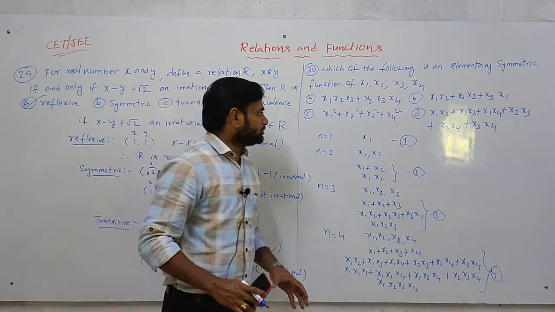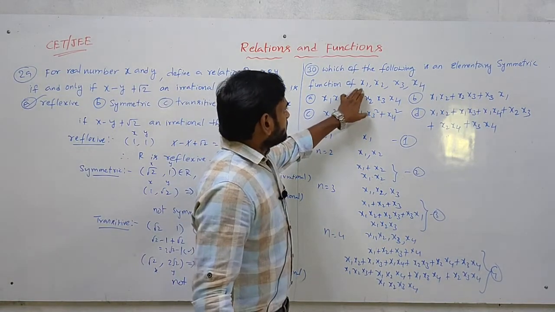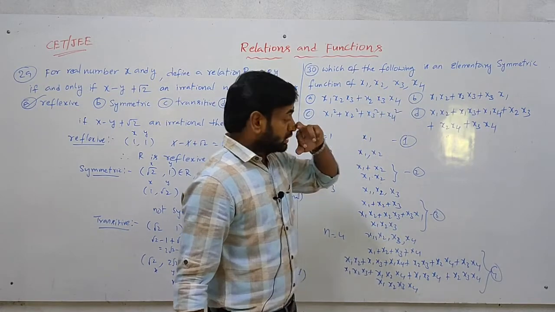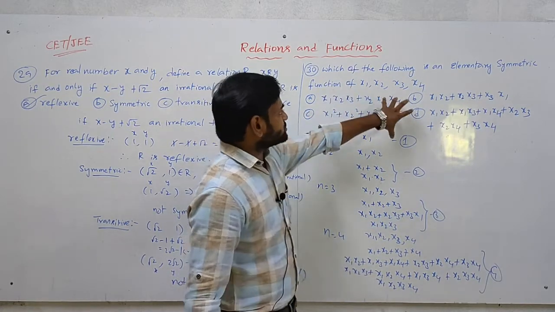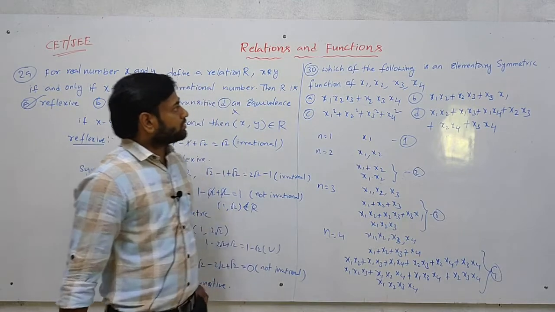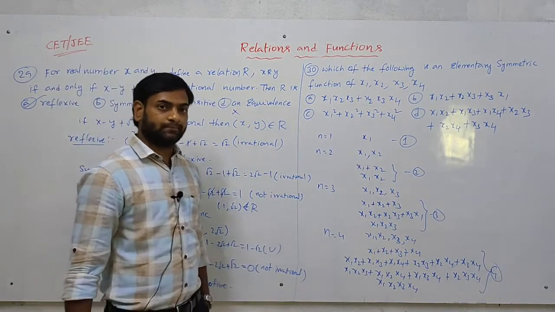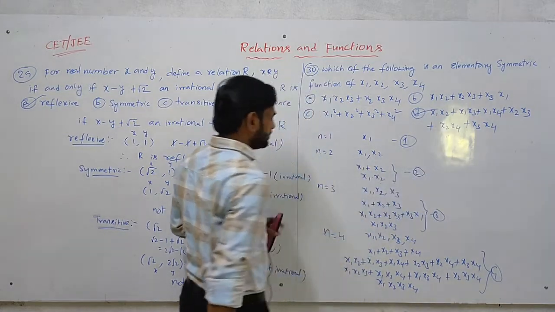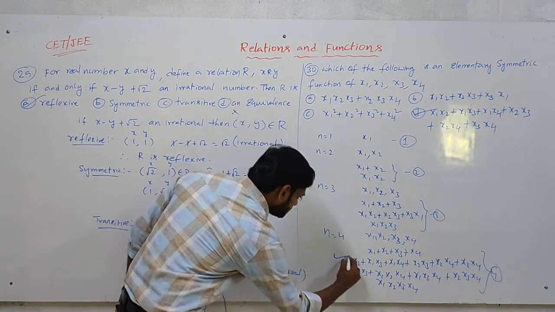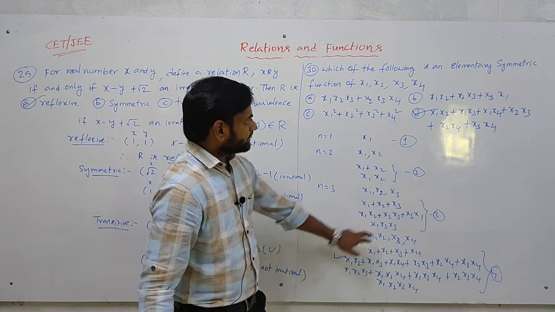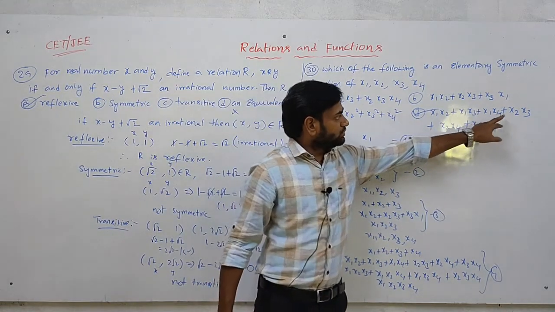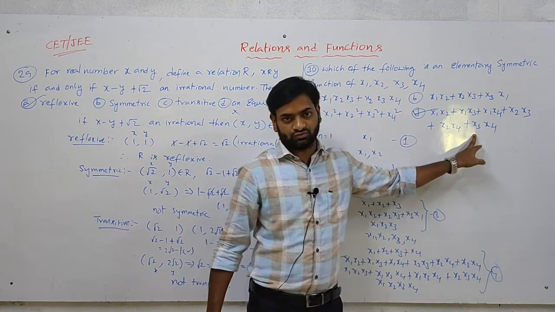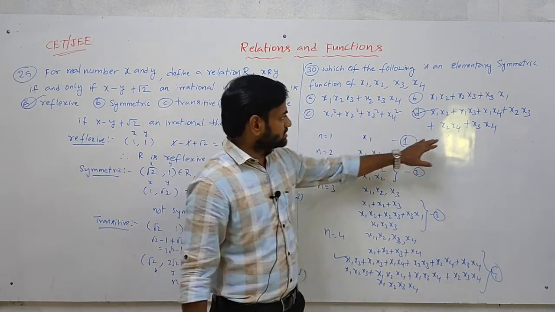Okay. Now here, how many are given? 4 given for x1, x2, x3, x4. Now, in the 4 options, which one belongs to the elementary symmetric functions for 4? See here, this one: x1 x2, x1 x3, x1 x4, x2 x3, x2 x4 plus x3 x4. That is the answer.